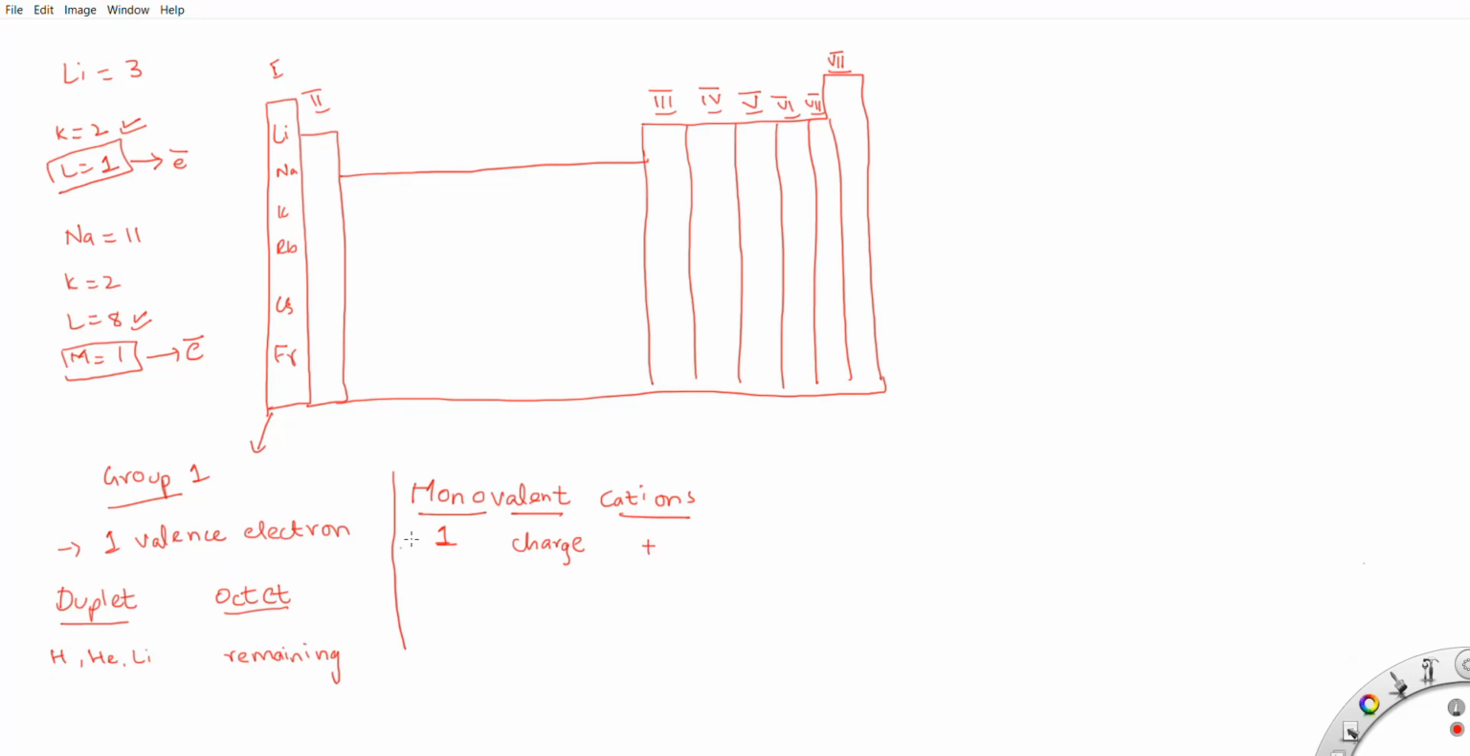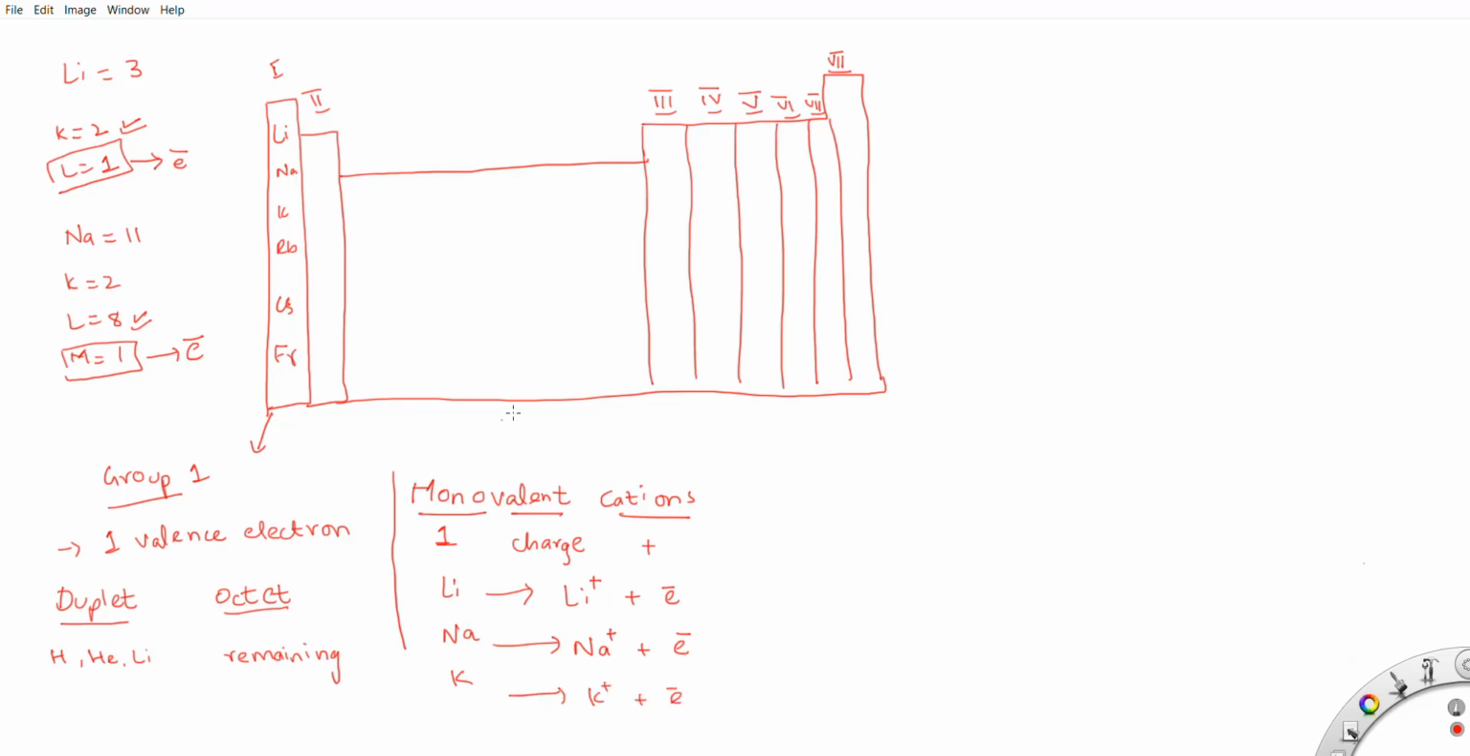So I can write this: lithium, sodium, potassium, or any of the members of group 1A would lose their one valence electron to have a charge of +1. Sodium would lose its valence electron to have a charge of +1. Potassium would similarly lose one valence electron to have a charge of +1.